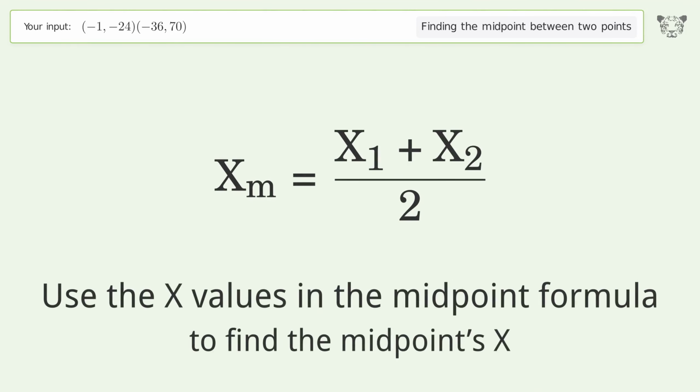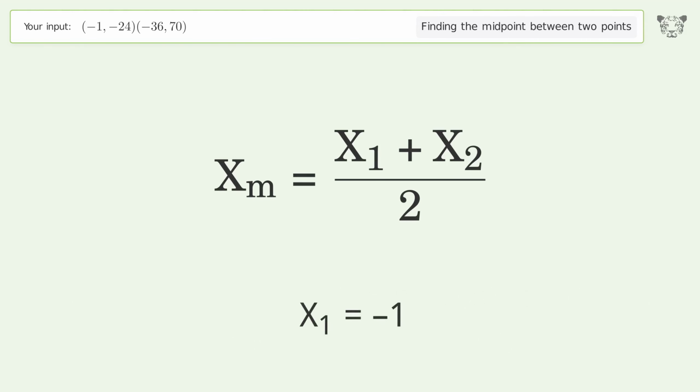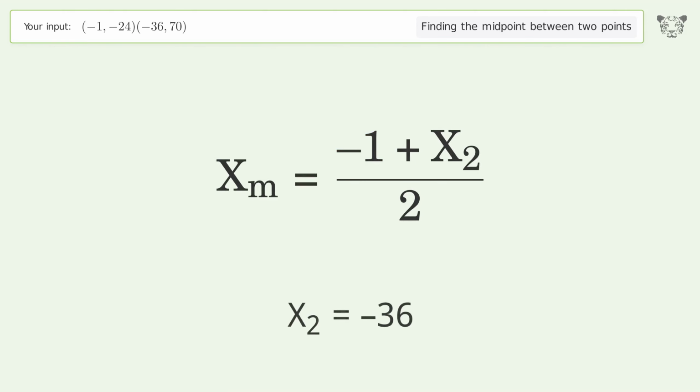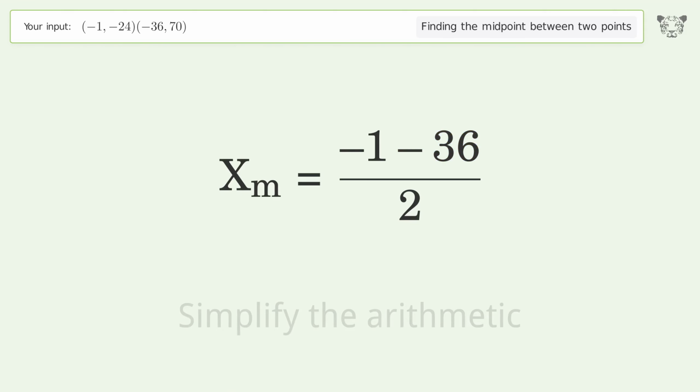Use the x values in the midpoint formula to find the midpoint's x. x1 equals negative 1. x2 equals negative 36. Simplify the arithmetic.